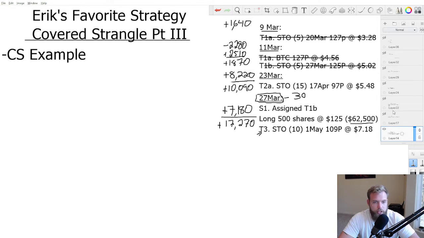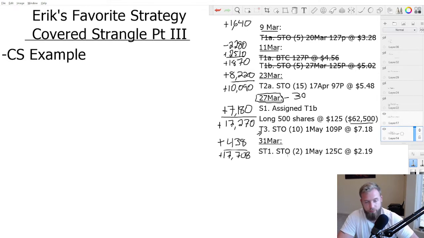And then what you'll see is I waited a day, and then I decided to start adding some short calls on the long stock. So on the 31st, day after, I sold to open 2 of the 125 calls for $2.19. Those were expiring 1 May.